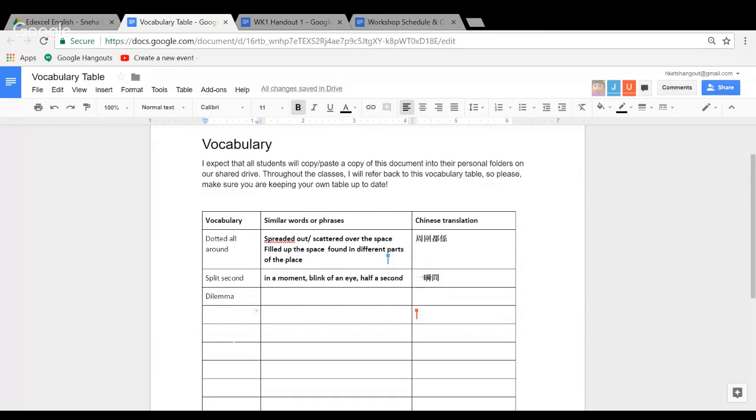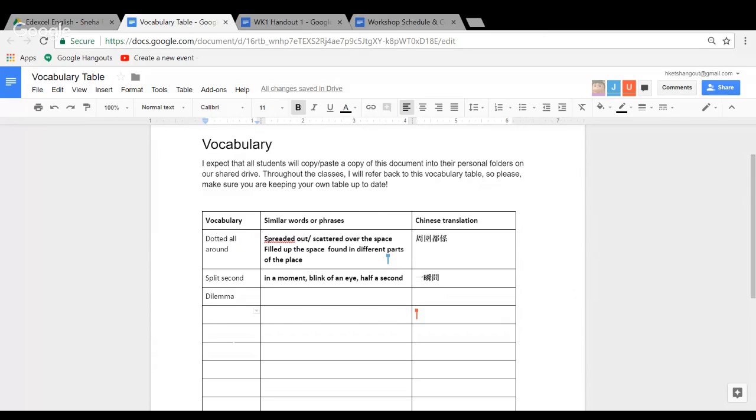Are there any other more creative ways of saying dotted all around in Chinese except for that? You girls can also help her. We'll help them. You should ask your parents this question later, yeah?